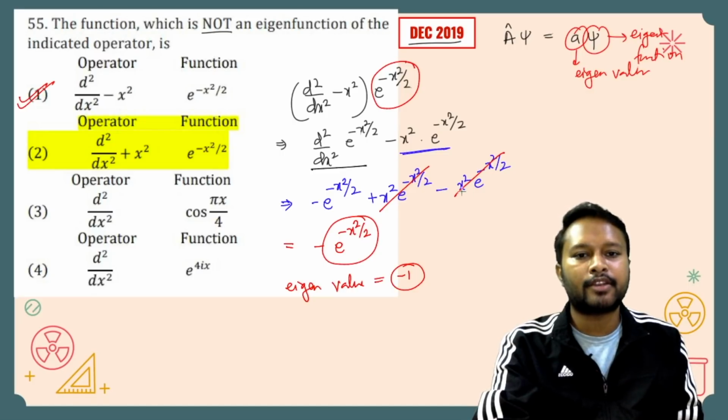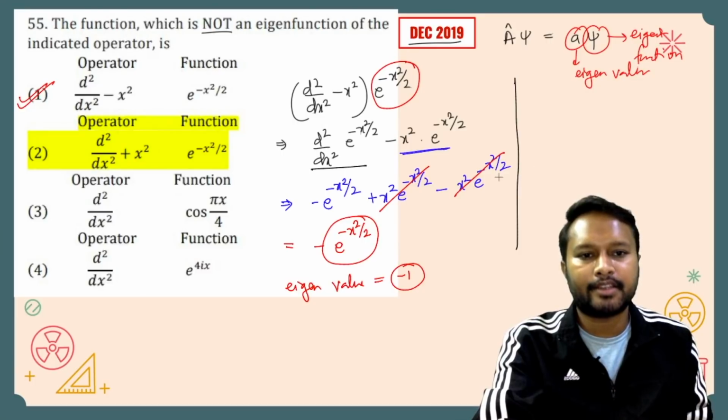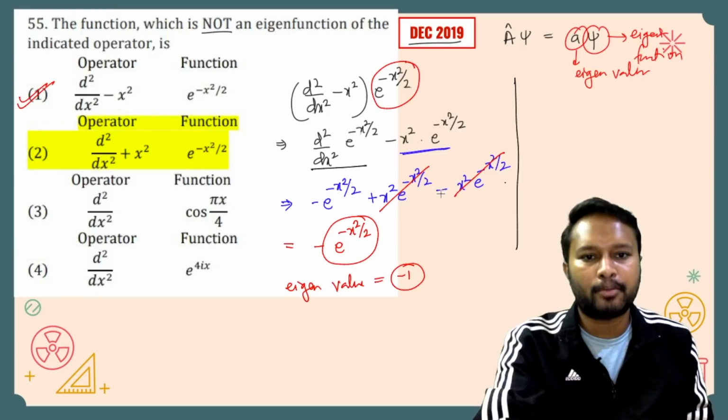So will these two functions get cancelled? No, they would have been plus, and that's why it would have become 2x square e to the power minus x square by 2. So basically what I am trying to say is, in this particular step, for the second one, you would have got plus here.